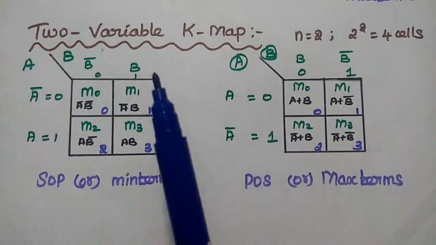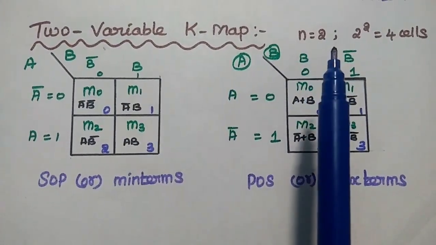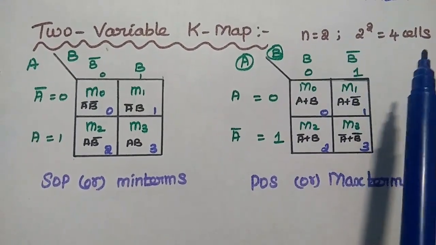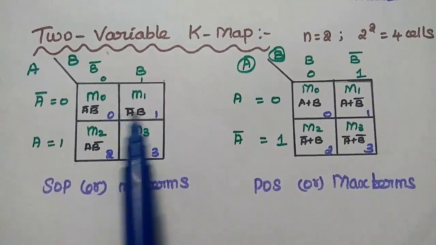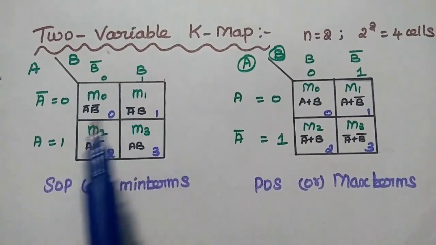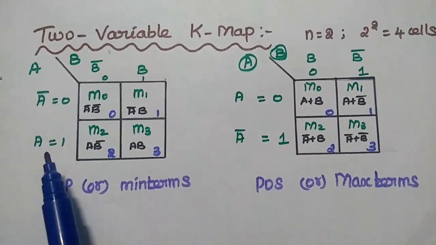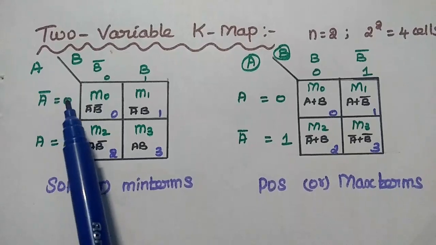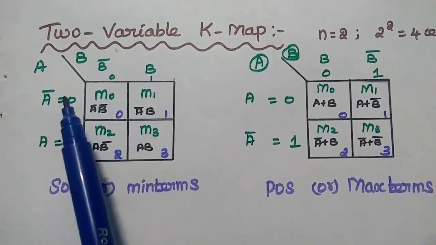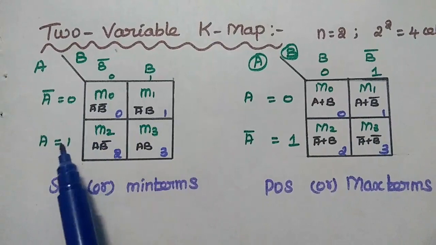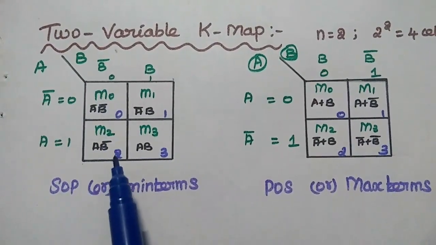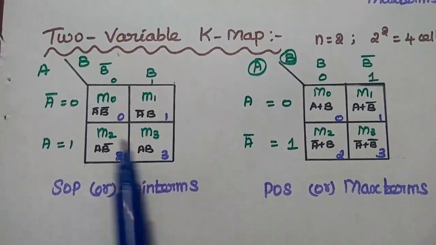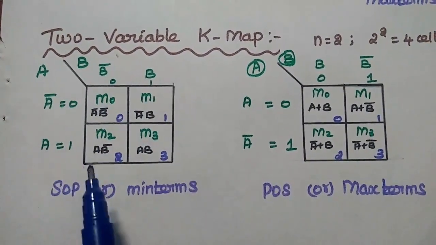So next one is 2 variable K-map. Here n is equal to 2, then there are 4 cells. 2 power 2 is equal to 4 cells. Here A represents the row, B represents the column. So A bar is equal to 0, A is equal to 1. So here this column is 0, 0, so its value is 0. Here it is 0, 1, its value is 1. 1, 0 represents 2. 1, 1 means 3. So these values are the exact values of the combination of these two variables.